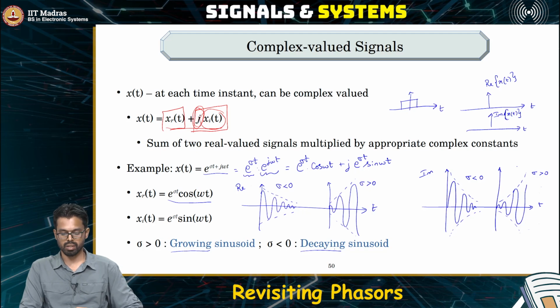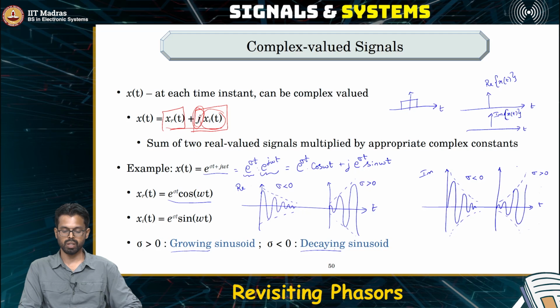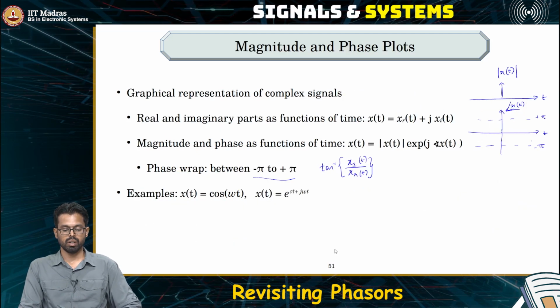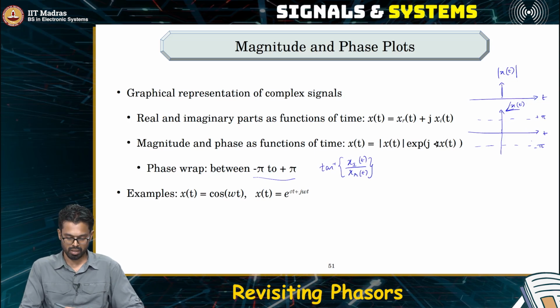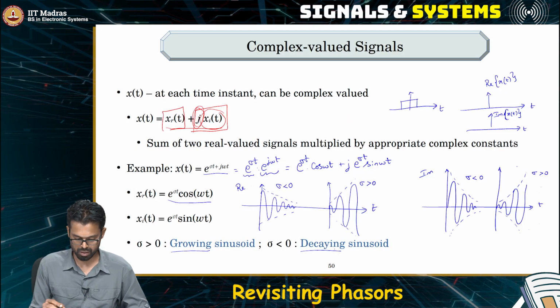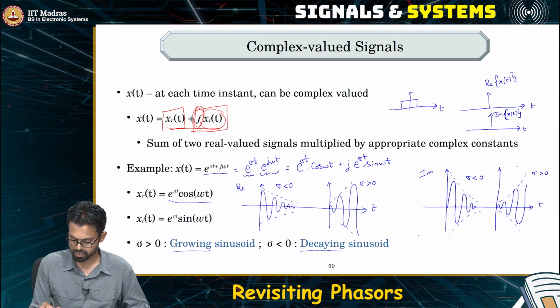So this is one nice example of a complex valued signal which might turn out to be very useful in analyzing circuits later. Now, if we have to plot its magnitude and phase, how does it look? Let's take the same signal. What is the magnitude plot?